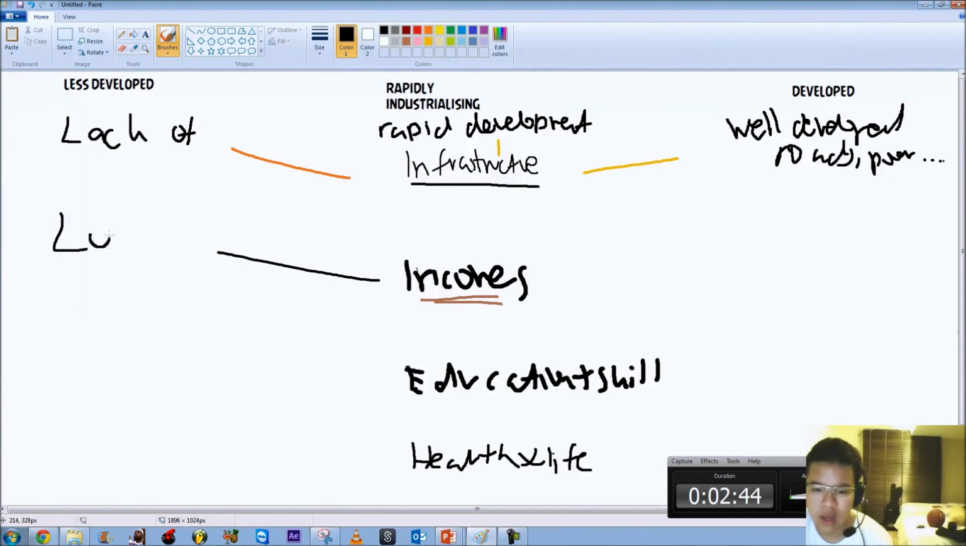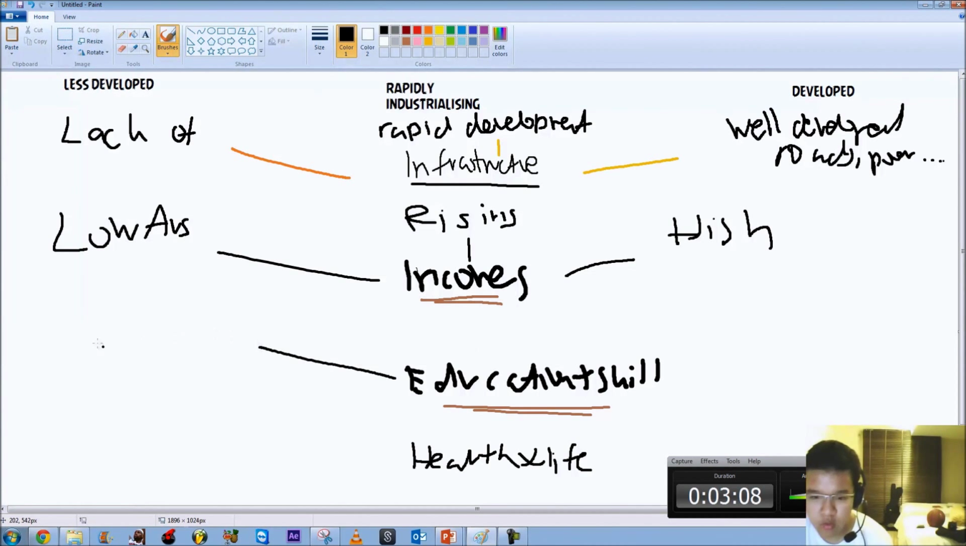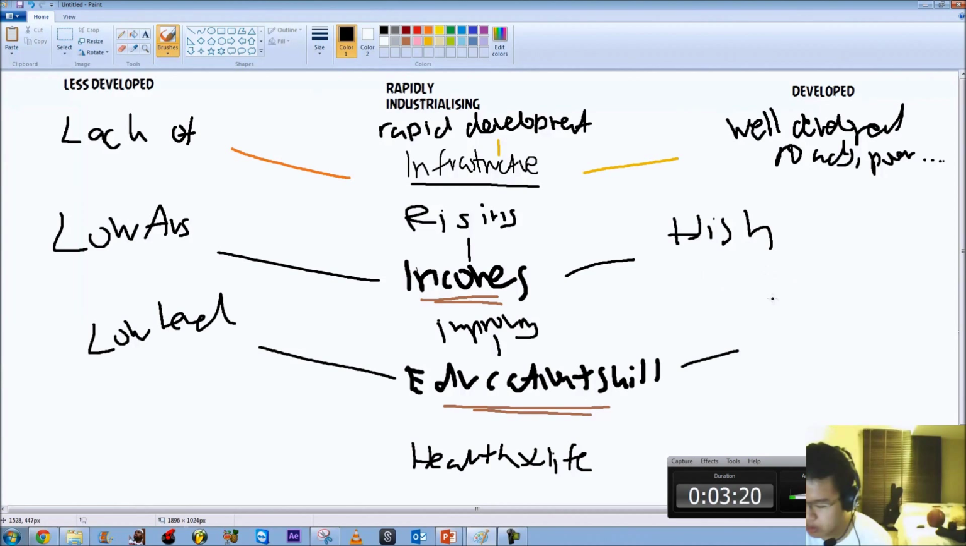For incomes, this one has low average income, and of course, the rapidly industrializing has rising incomes, and the developed ones has high average incomes. As you can spot the pattern, you can probably predict what's going to happen for education and skill. So for this one, low level of education and skill. For the rapidly industrializing, improving education and skill. And for the developed, they are skilled and educated workforce.